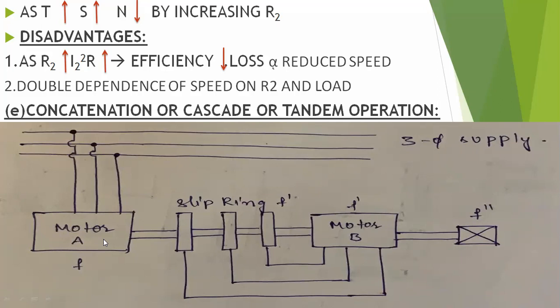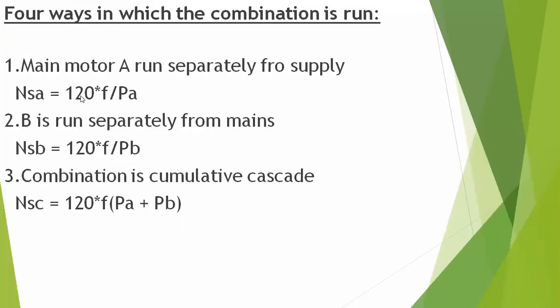So for this combination, we are using at least 3 types, or sometimes 4 types. The first combination is that the main motor A is run separately from the supply. In that case, the synchronous speed is called NSA, which is equal to 120 F by PA, where PA is the number of stator poles of motor A.